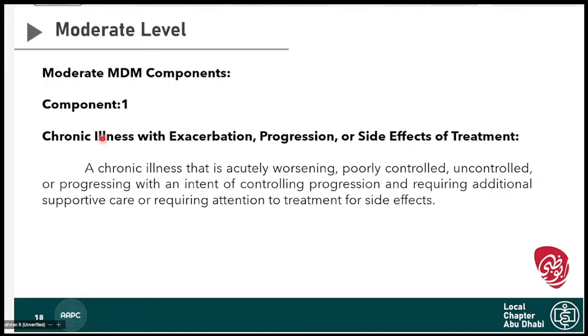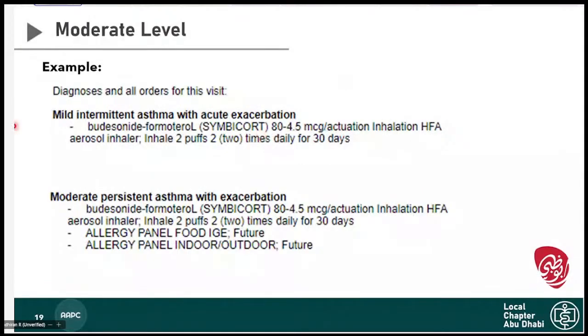So this is called one chronic illness with exacerbation, progression, or side effect of treatment. We'll look at the examples. Here the provider documented mild intermittent asthma with acute exacerbation and moderate persistent asthma with exacerbation. Both conditions are chronic, and directly they'll be documented as the exacerbation status.